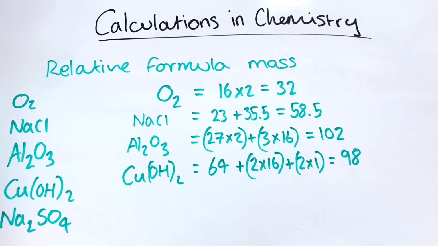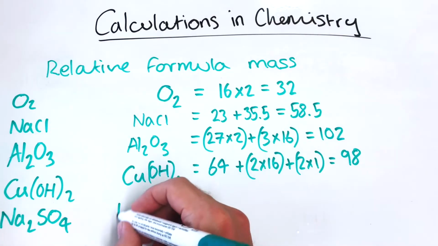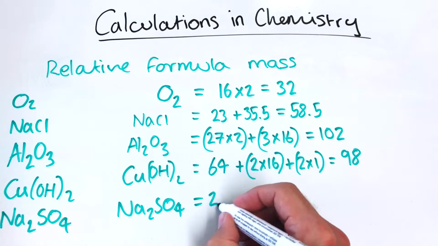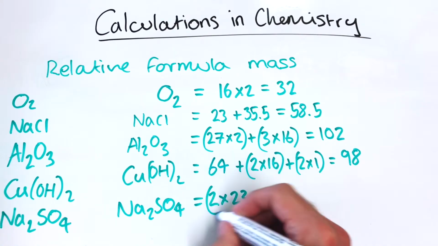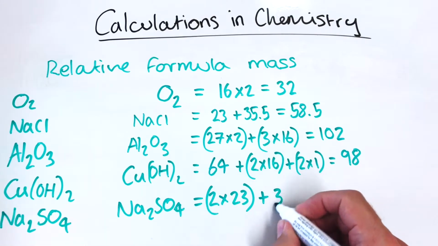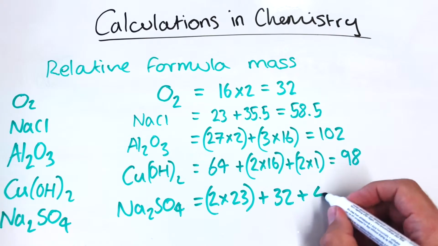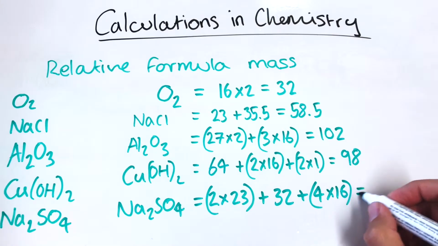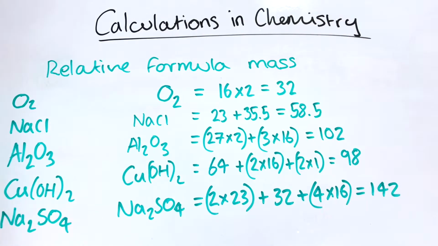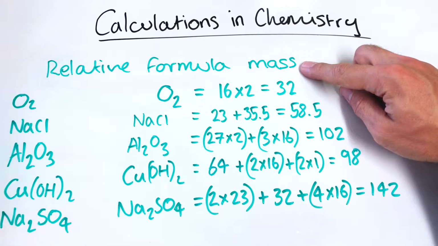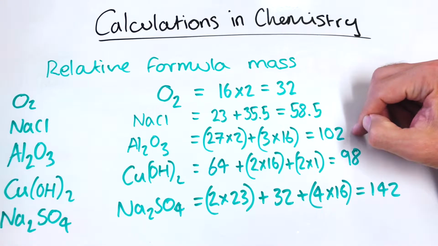In our last example here, we've got sodium sulfate. Here, for sodium sulfate, we have 2 sodium atoms, so 2 times 23 for the mass of the sodium atoms. We have 1 sulfur, which is 32, and we have 4 oxygens, so we have 4 times 16 for the oxygens. This is a total mass of 142 for sodium sulfate. So these are all different examples of how you can calculate the formula mass of different compounds and molecules.